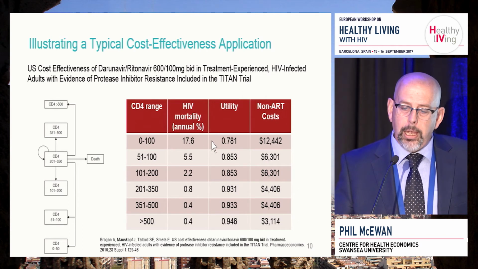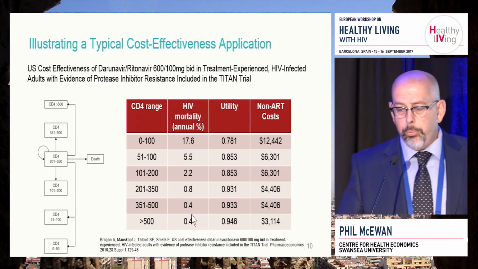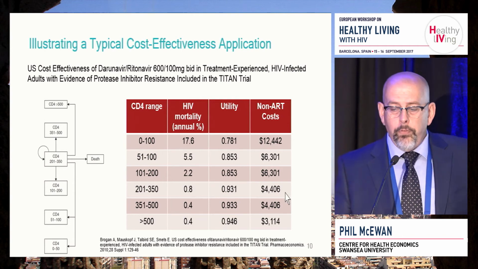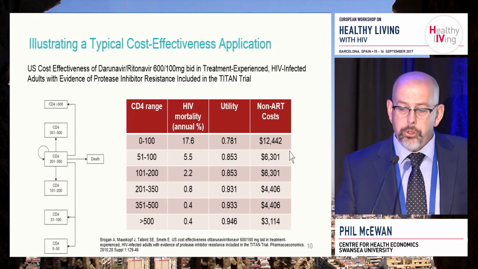Quality of life, as your CD4 count decreases, starts from a utility of 0.9, so close to 1, and comes down to 0.78. So the lower your CD4 cell count, the poorer your quality of life. Conversely, this is a US study. These are non-therapy related 3-monthly costs associated with managing patients.